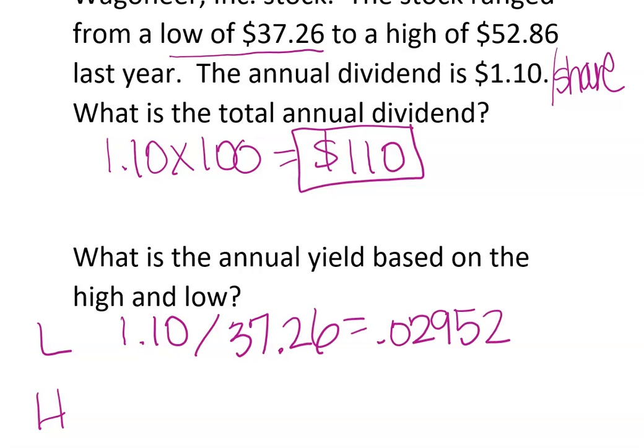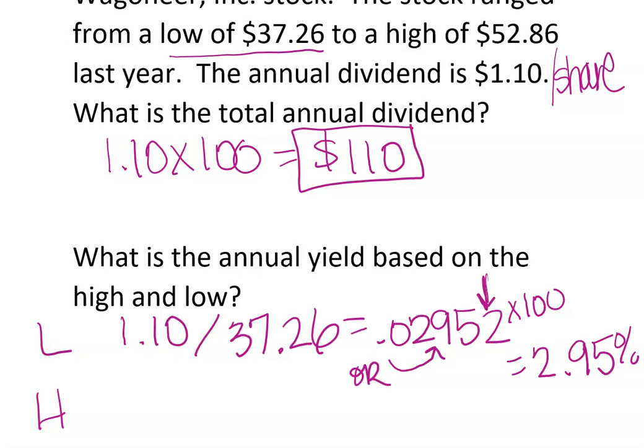So you get a super small number. You can either move it 2 places to the right or multiply by 100. And you get 2.95%. Also, make sure you're looking at the number that follows it. We're going to go to 2 places, and the 2 is not big enough to change it. So the low is 2.95%.